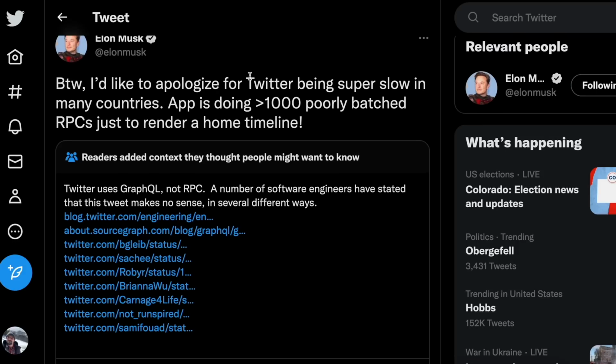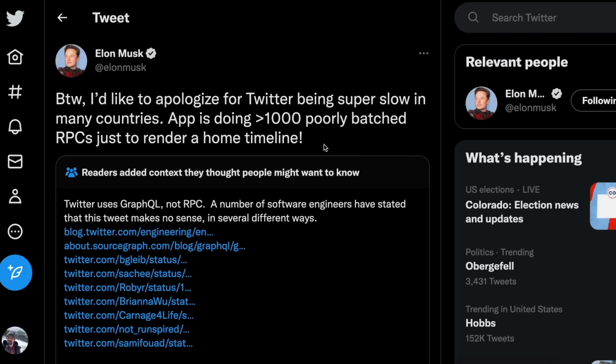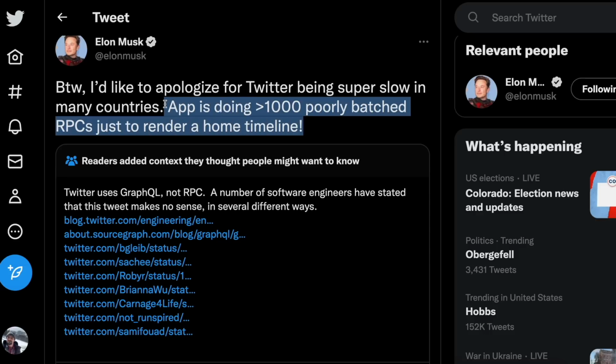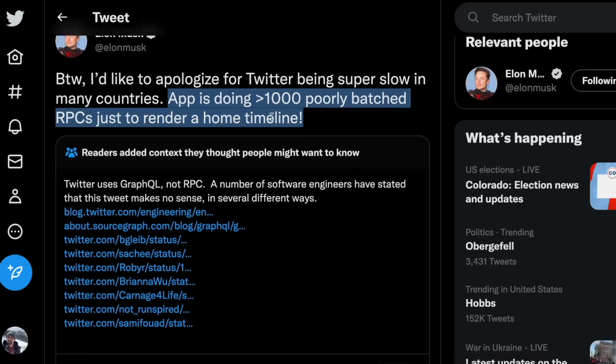With that out of the way, let's go ahead and look at Elon Musk's announcement and talk about what it means. Elon Musk tweeted that he wants to apologize for Twitter being super slow in many countries. The app is doing over 1,000 poorly batched RPCs just to render the home timeline.